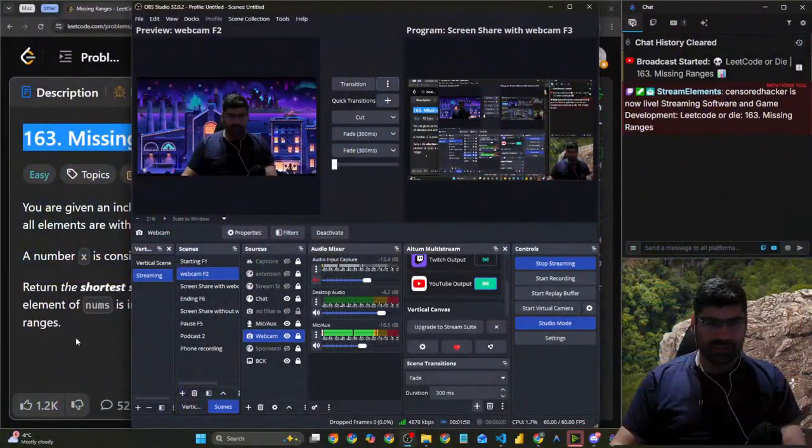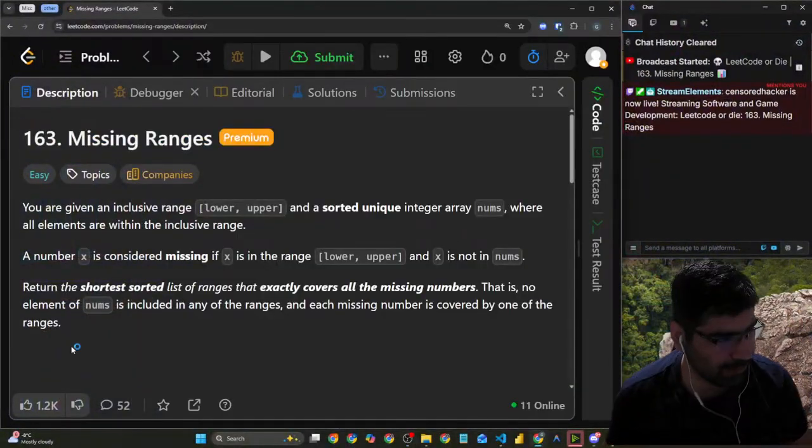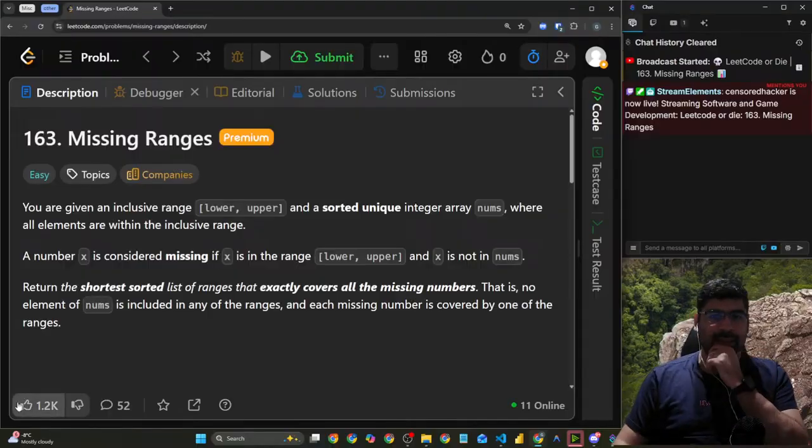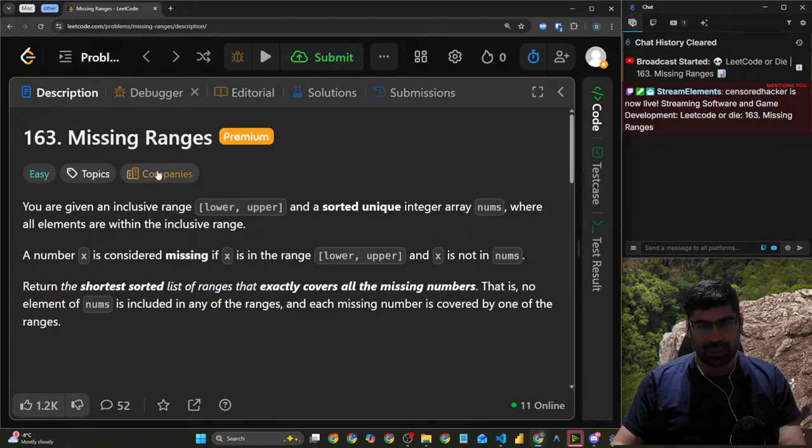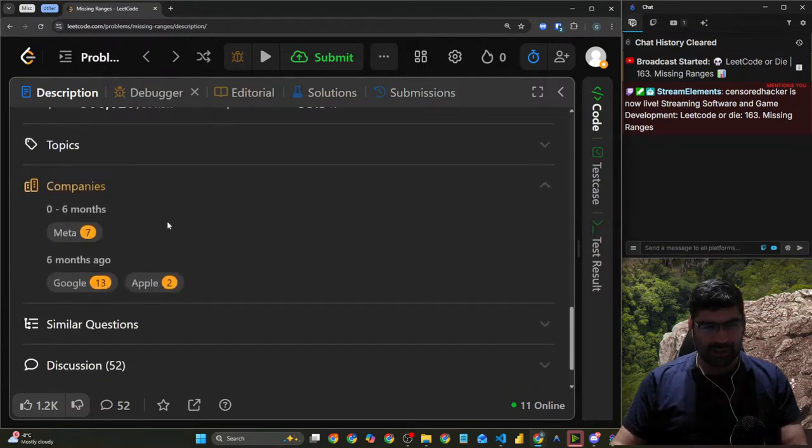Yep, 163 Missing Ranges. Okay, lads. Let me share my screen and let me tell you what we are doing. Again, a premium problem. 163 Missing Ranges. Love to see it. First of all, let's look at the companies.